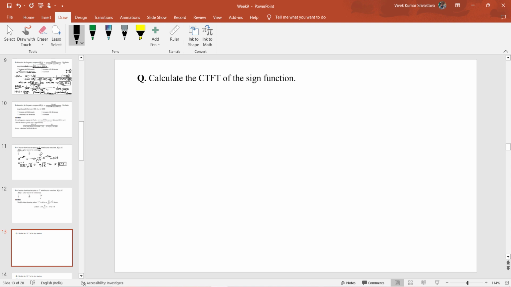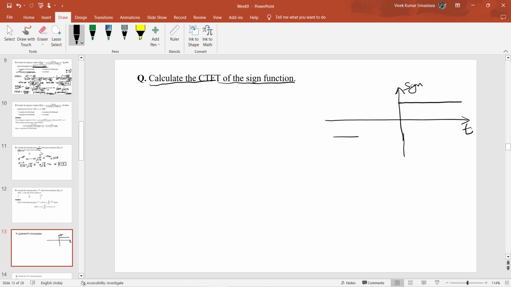So now moving ahead, in the next problem we have to calculate the continuous time Fourier transform of the signum function. So first of all, what is a signum function? We have to see. Signum function, sometimes people also call it a sine function, is defined like this.